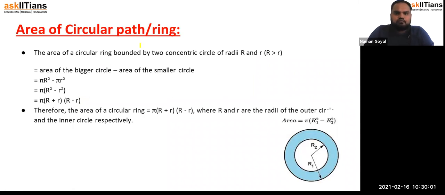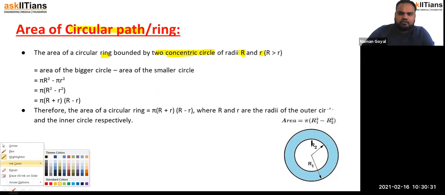So the first thing is the area of a circular path or ring. The area of a circular ring is bounded by two concentric circles. Concentric circles means circles with the same center, not the same radius. They are known as concentric circles. The larger circle has radius capital R, and the smaller circle has radius small r. Let me show you how we do this.